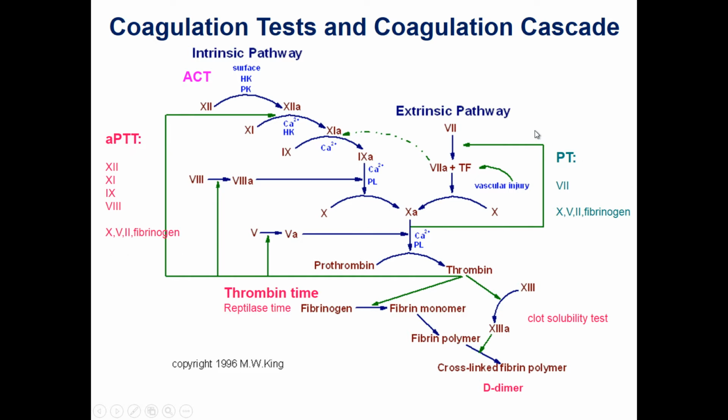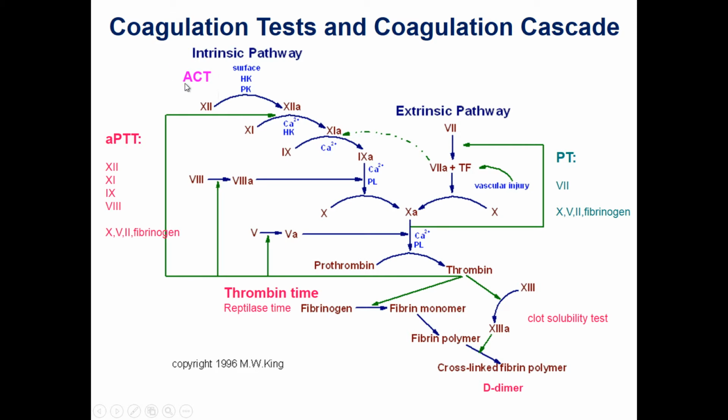So the PT is basically measuring the extrinsic pathway and the amount of factor VII available to participate in coagulation, whereas the APTT is dependent on factors 12, 11, 9, and 8. If there are abnormalities in any of these factors, the PTT will be prolonged. For the common pathway factors, again, 10, 5, 2, and fibrinogen, both the PT and PTT can be elevated in the setting of abnormalities or deficiencies of these factors.